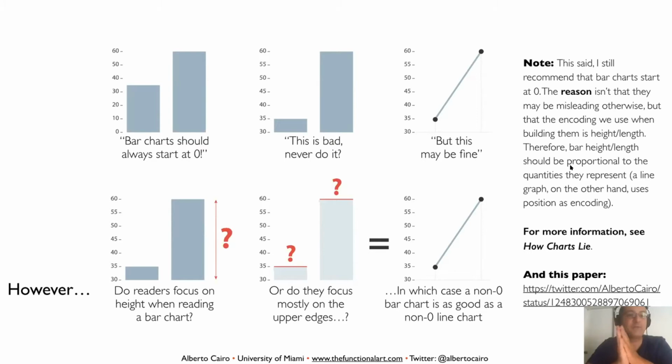So I still have a reason to recommend not to truncate the axis of a bar chart, but it is not that the bar chart is distorted per se. Because if the bar chart has a scale, you can read the scale the same way that you can read the scale on a line chart.